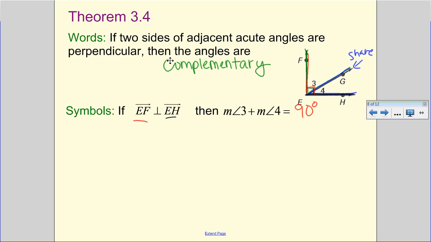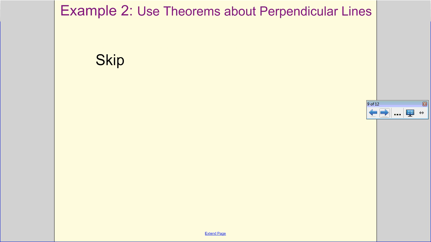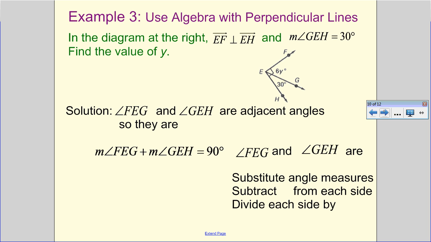All right, example 2, ladies and gentlemen, I've looked through that and I'm not impressed with it. They don't give you enough information to tell me that they are either perpendicular or that they are equal to each other. So we are going to skip that one. But we are going to go on and take a look at example 3. We're going to use algebra.